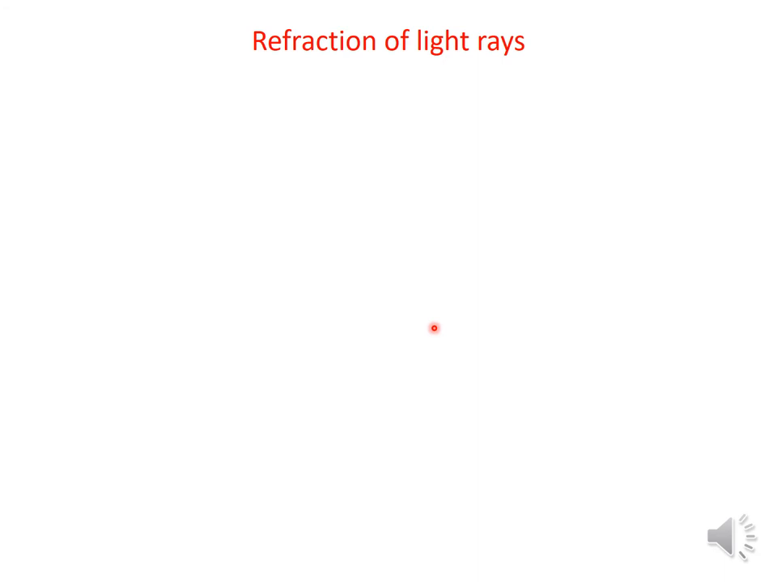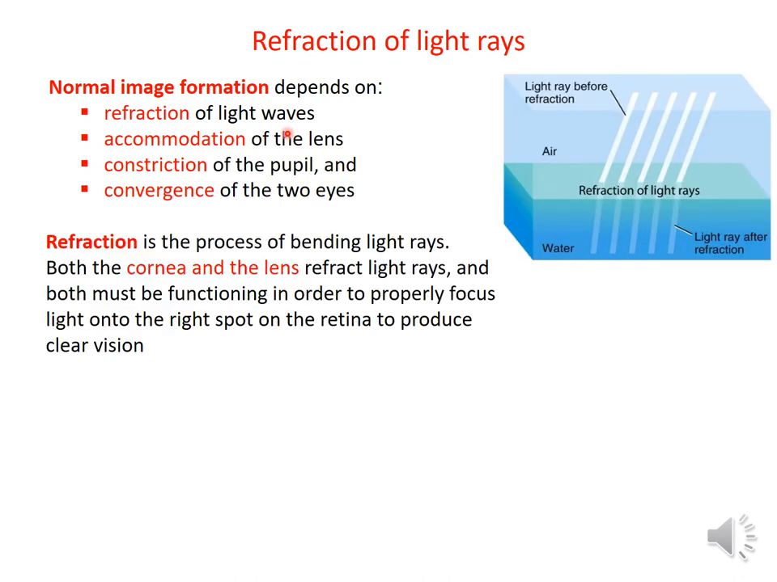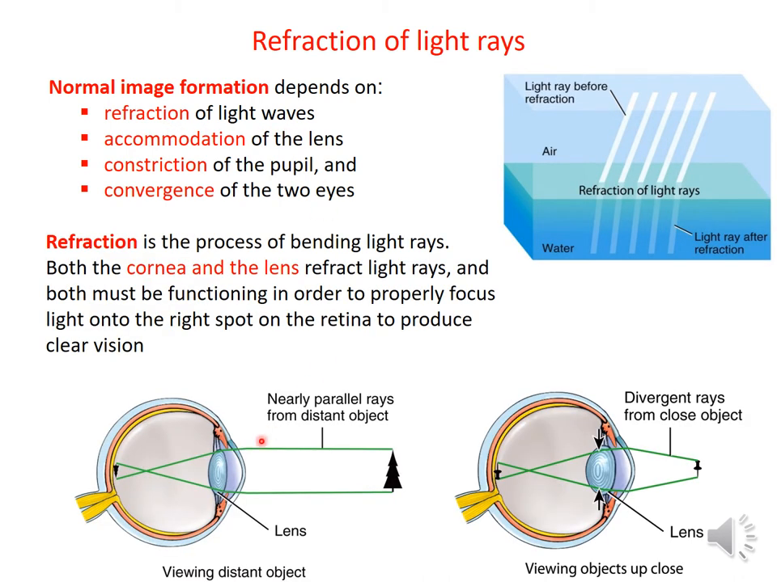Refraction of light rays. How can we form a normal image of an object? Normal image formation depends on a few steps. The first one is the refraction of light waves. What is the meaning of refraction of light waves? We have here two images for two different objects. One is far and the other one is near.